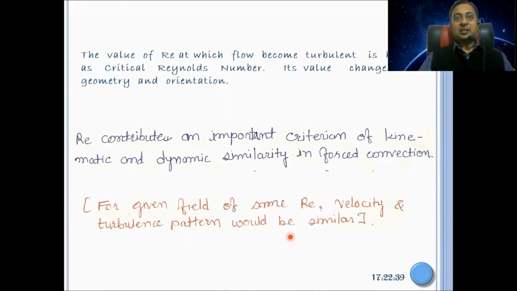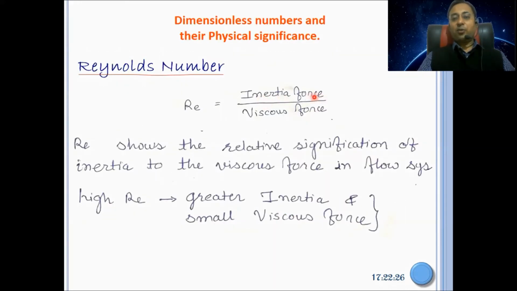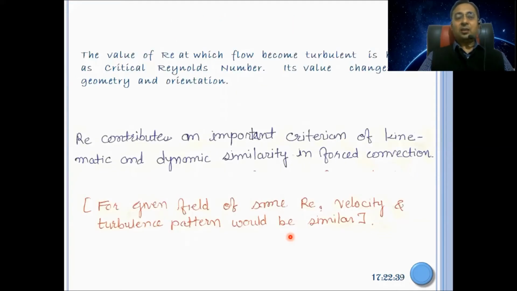So this is the significance of the Reynolds number. Again, inertia force is responsible for the motion. Viscous force is resistance to the motion. If the Reynolds number is high, flow is turbulent. If the value of Reynolds number is less, flow is laminar. And the value of Reynolds number at which the laminar flow is converted into turbulent flow is known as critical Reynolds number.